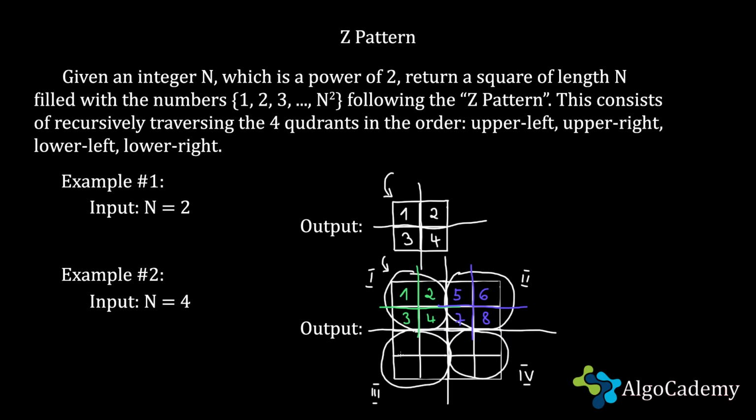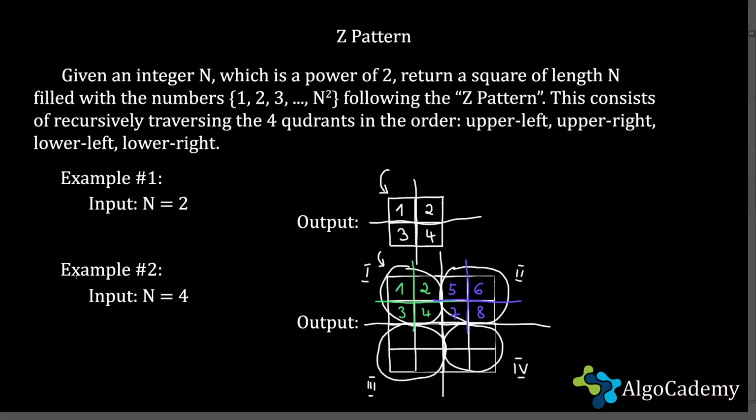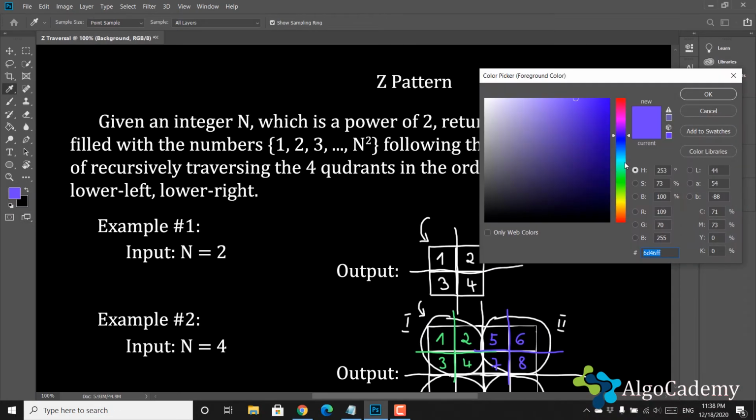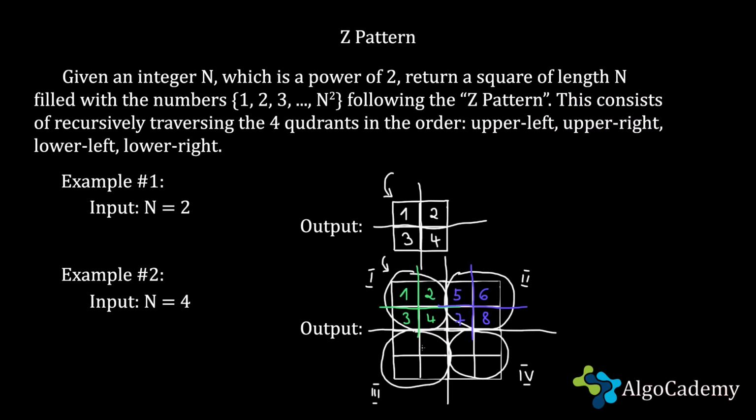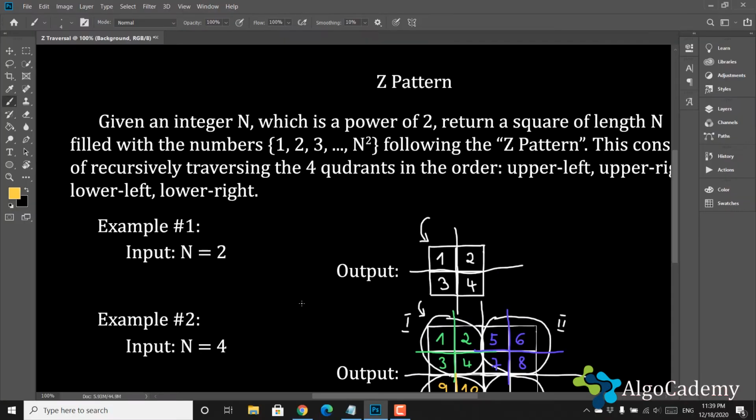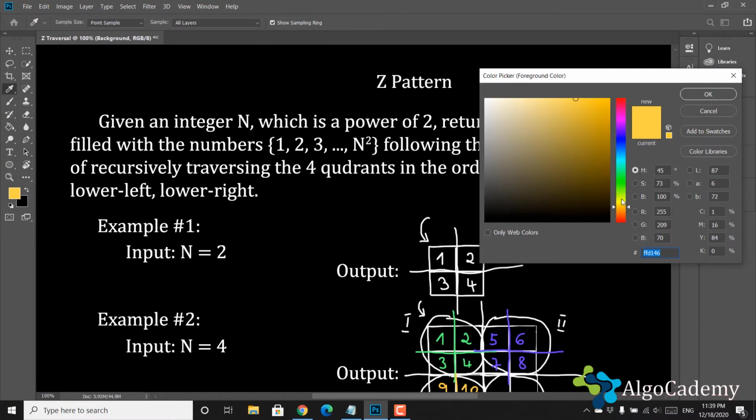We again, of course, split it into its 4 quadrants. Let me choose another color for that, just for consistency. So again, split this in its 4 quadrants and definitely fill them with numbers in the z-pattern order. And lastly, go back to the big square and deal with the 4th quadrant. I'm gonna choose red for this one.